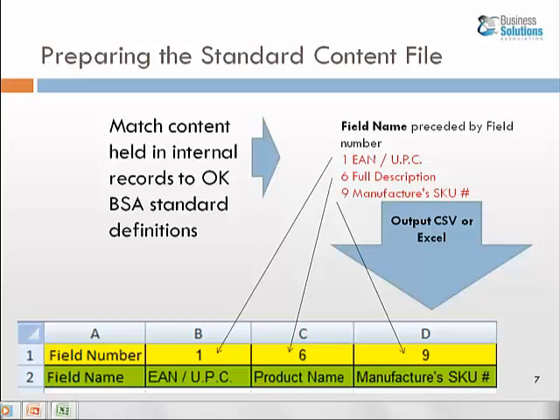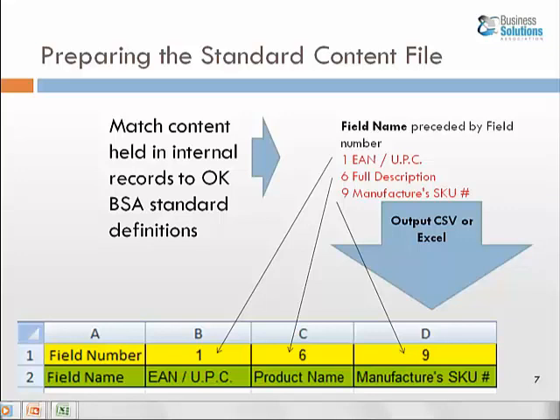OK BSA companies will create an OK BSA content standard compliance file using the field definitions in the standard. Manufacturers will use their internal systems to export the elements of information to a file, CSV or Excel. The starter file only requires 3 elements of information: field number 1, EAN UPC, field number 6, the product name, and field number 9, the manufacturer's SKU. They're all shown in red. All other fields can be added as they become available.